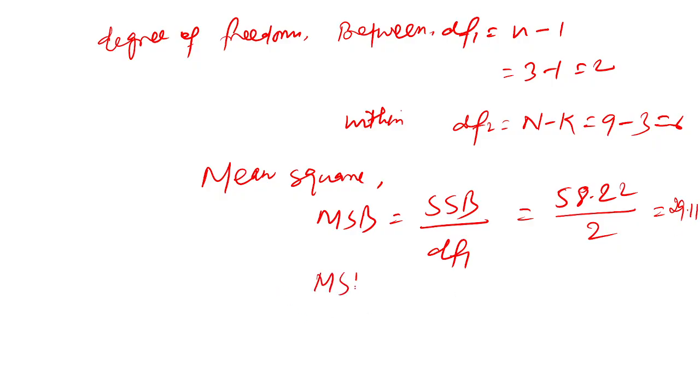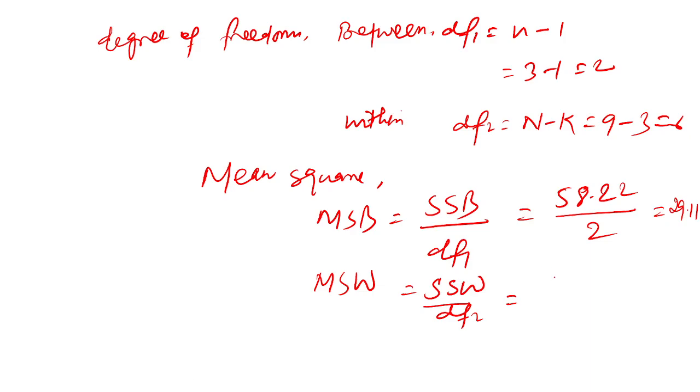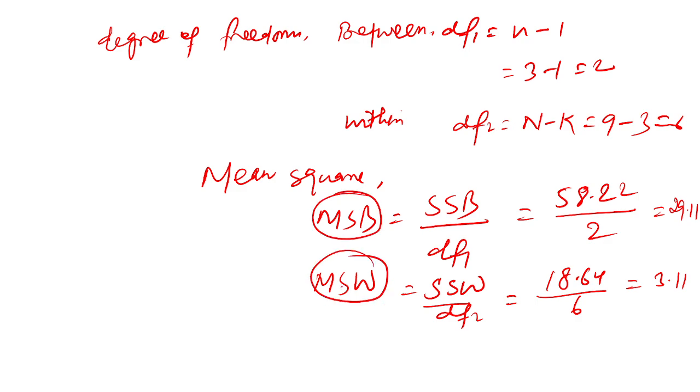Then MSW. It will become SSW by df2. What is the df2? SSW we have 18.64. And df2, how much we have? 6. So how much will it go? 3.11. Okay, so now we have calculated the mean square within the group.